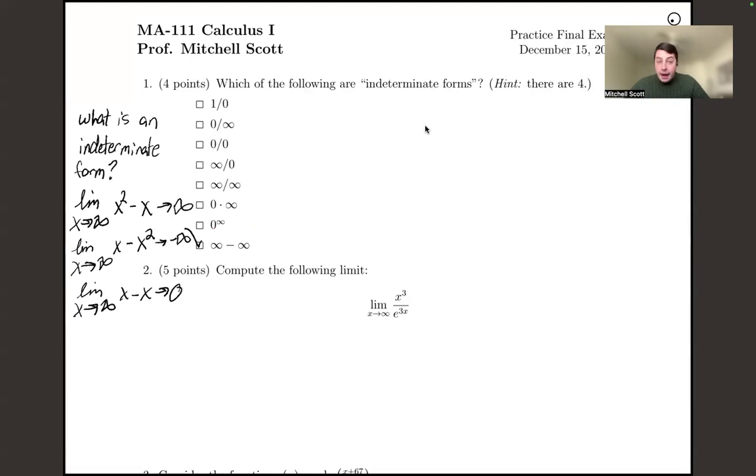So this might look like an indeterminate form, right? But actually it's not. If we have the limit as x goes to infinity of 1 over x to the x or something, this is getting closer to 0, and this is getting really, really large. This is a 0 to the infinity limit.